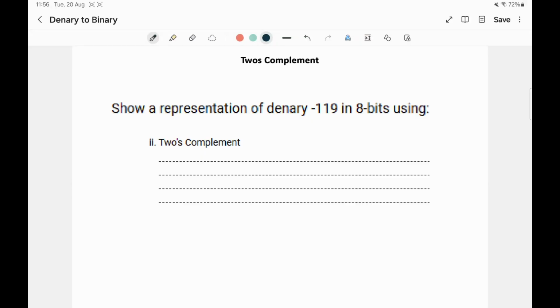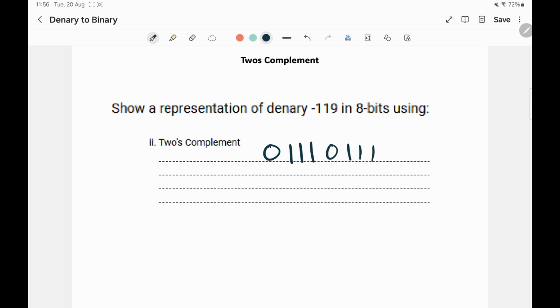So now we're going to take a look at how we do it in an exam format, looking at an exam question. This question actually comes from the previous question, talking about sign and magnitude. So we've already converted and found out what 119 is. So we know that it is 01110111. So that is our number.